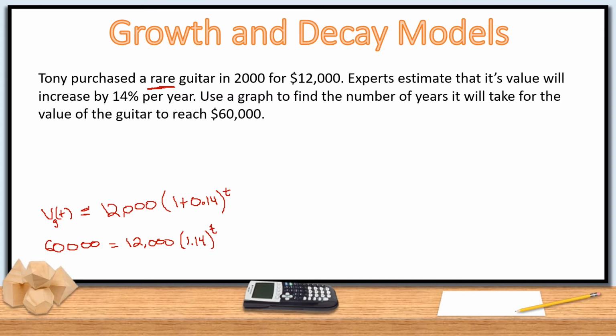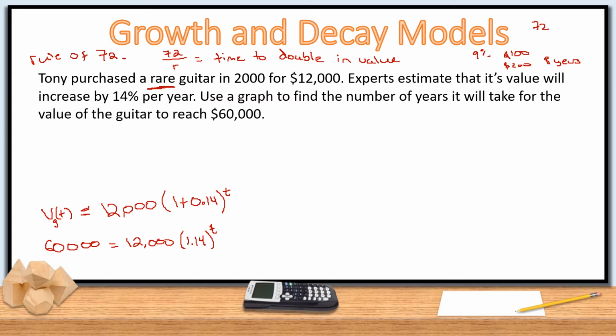Now, one quick hint for you. The rule of 72 is one that we see in investing a lot. So the rule of 72 is if you take 72 and divide it by the interest rate, that will tell you the time it takes to double. So at the moment, the stock market is averaging about 9% per year. So if you put $100 in, you would expect it to double to 200 in about 8 years, because that would be 72 divided by the interest rate of 9. So it would take about 8 years for your money to double.